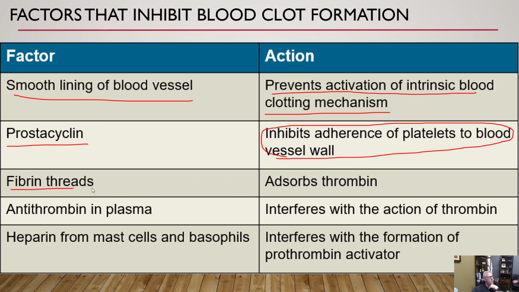Fibrin threads are going to absorb thrombin. Antithrombin is going to inhibit the action or interfere with the action of thrombin. And then we have heparin from basophils and mast cells. Remember, heparin is an anticoagulant that's going to interfere with the formation of prothrombin activator.